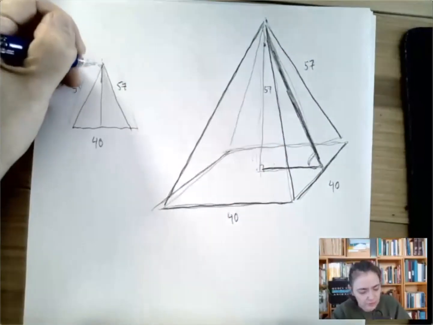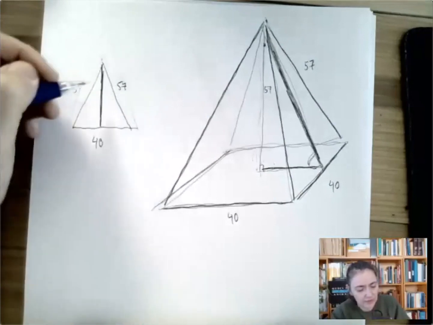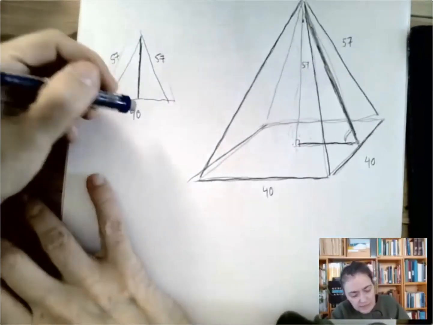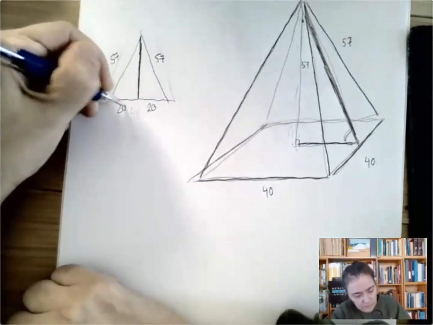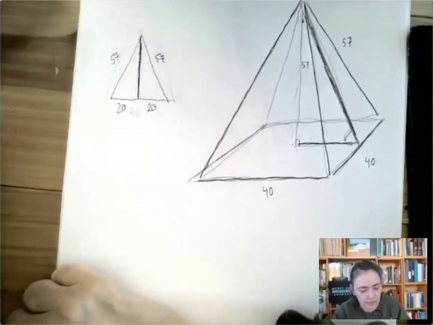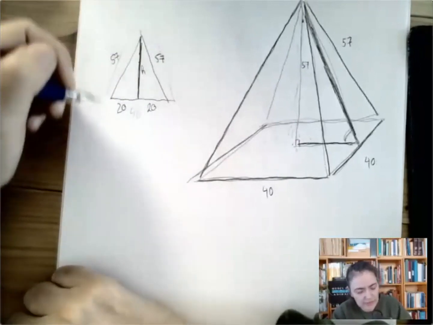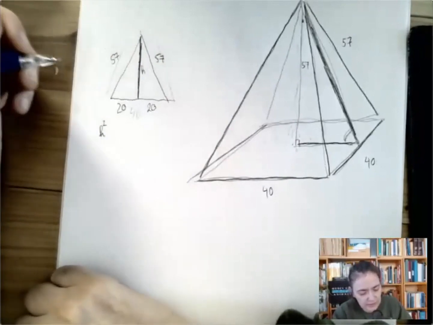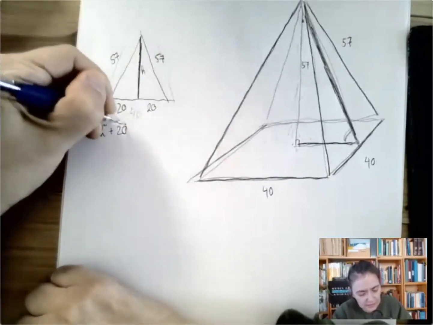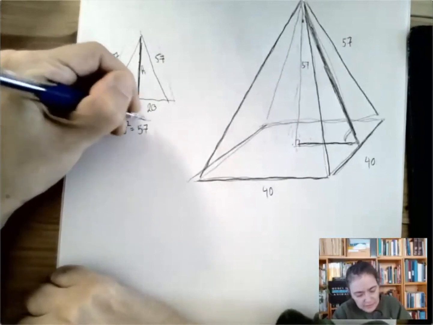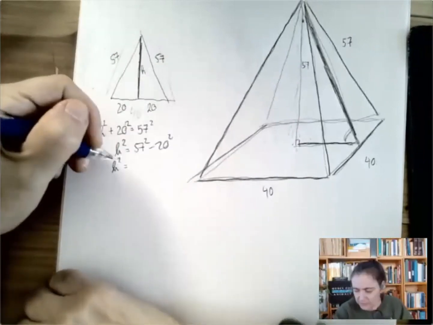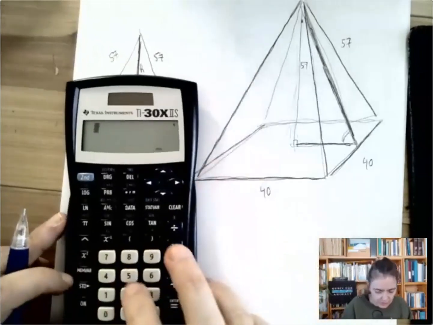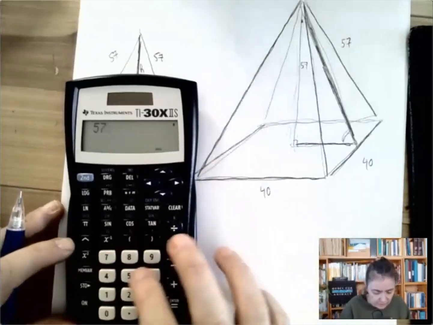So the first task is to find the height of this isosceles triangle. And because it is isosceles, is the reason why we can easily find it, because we know this is also a symmetry line. So we can call this H, and the Pythagorean theorem stated for this triangle states that h squared plus 20 squared is 57 squared. We solve for H. 20 squared is 400. I don't know about 57 squared. Let's just use the calculator.